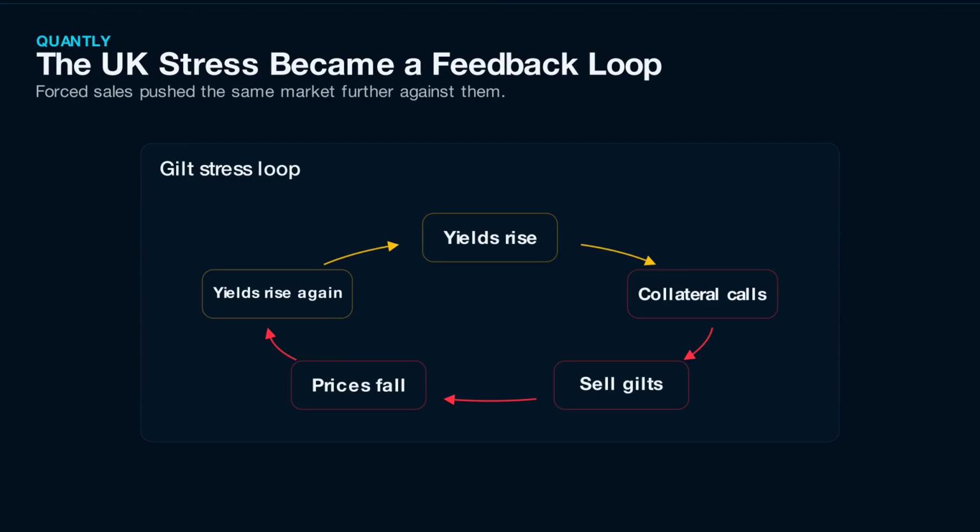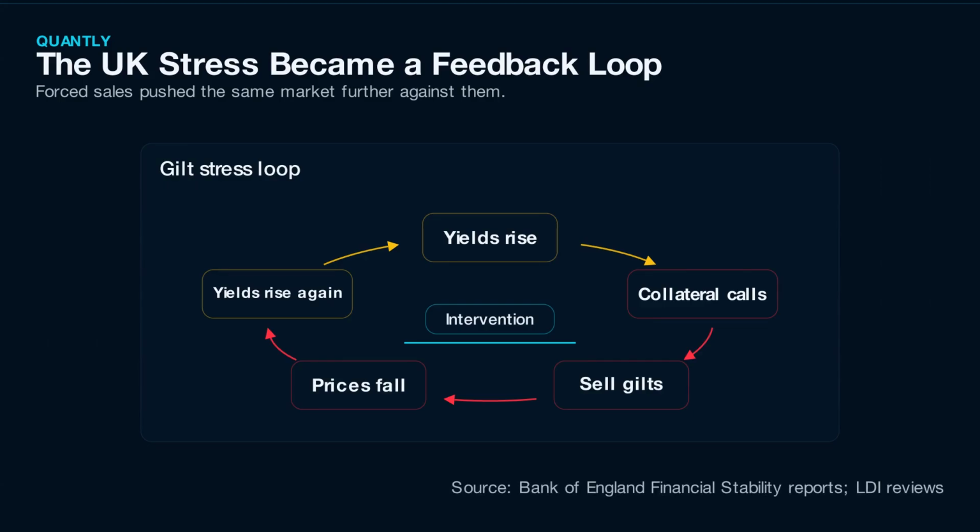LDI funds that had posted gilts as collateral saw that collateral value fall below the required level. Margin calls arrived. To meet them, funds sold gilts. Those sales pushed yields higher, which triggered more margin calls, which forced more sales. The Bank of England later found that LDI selling accounted for roughly half of the decline in gilt prices during those 4 days. The loop ran until the Bank of England stepped in with emergency gilt purchases.